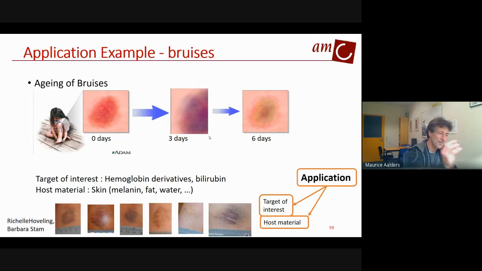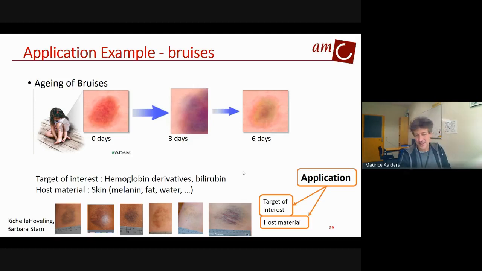A project like this really requires the input of the physicist working on the algorithms and the light transport, the engineer working on the cameras and the applicability of the whole thing, the physician working on the tissue composition and the elements in there, and the forensics people who can determine what is important and what the requirements are for them. So there are a lot of people involved in such a project. Richelle Hoveling and Barbara Stam were PhD students on this particular one, so they have basically done the work.